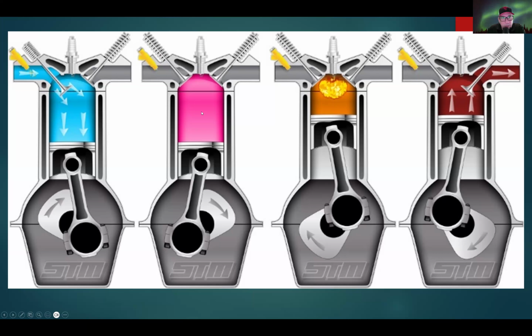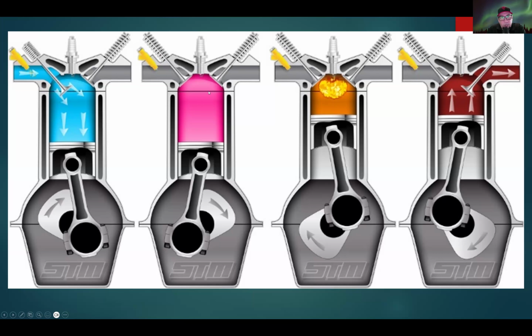Let's move to the second one where the pink is. Okay. So now the piston is actually coming back up. The air and the fuel are already within the combustion chamber. They're already there because they've been let in by the intake stroke. As the piston is moving upward, you notice that the intake and the exhaust valves are closed now. So now that both valves are closed, the piston is coming upward.